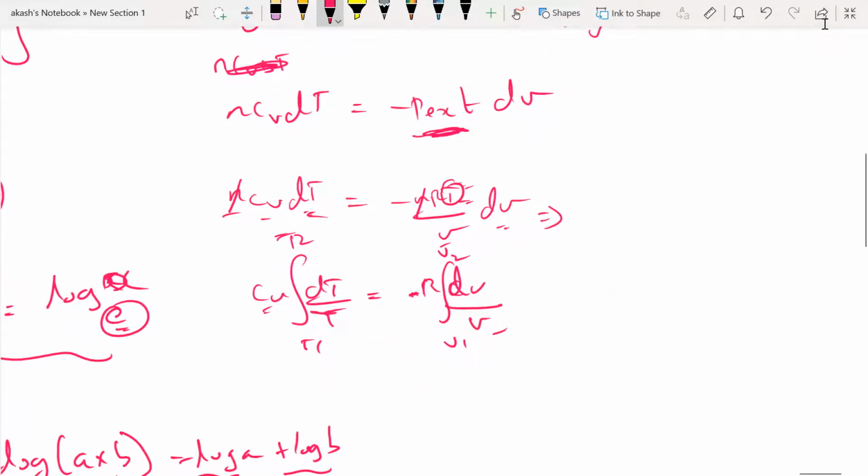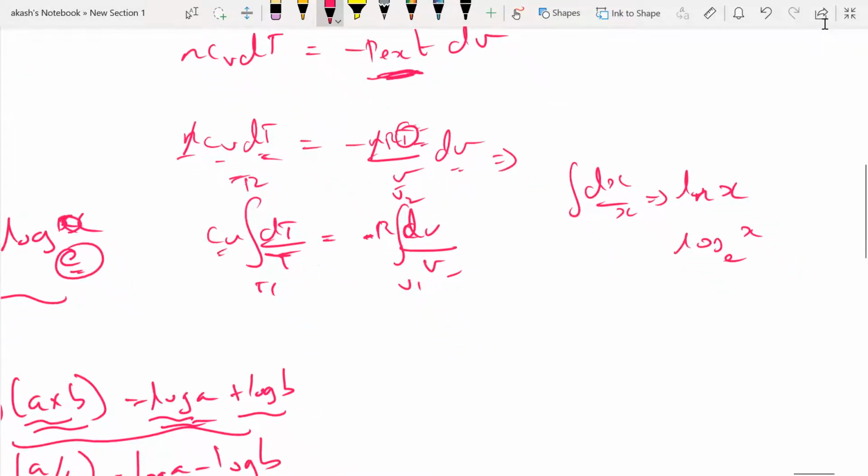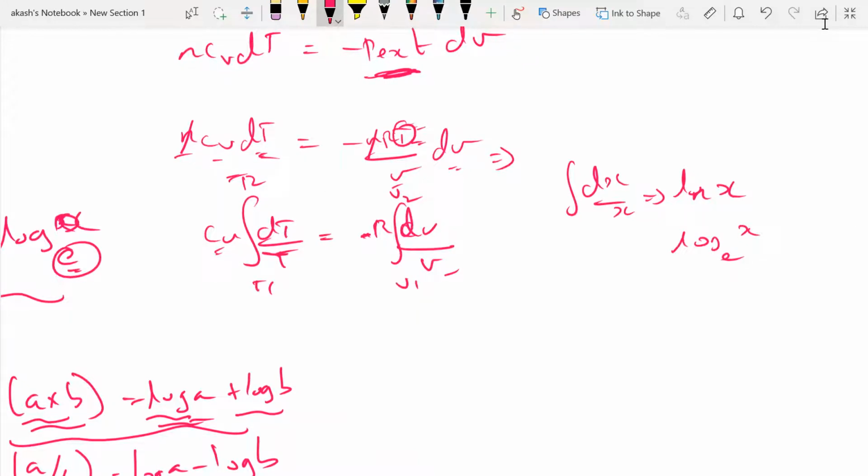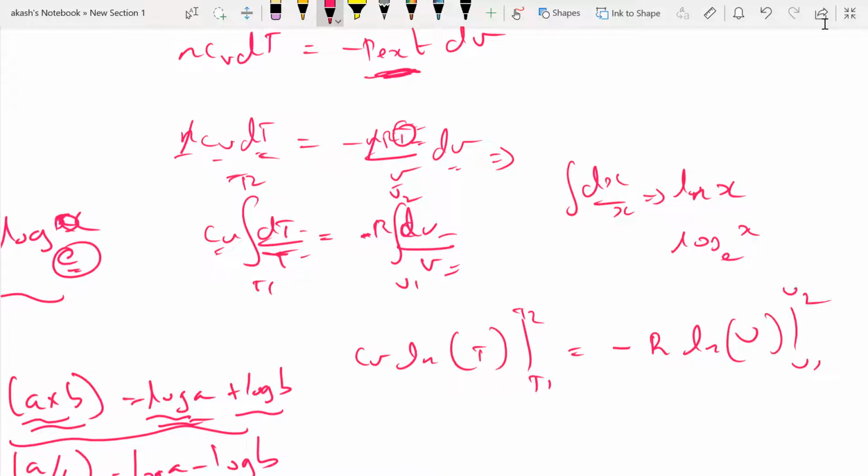Now what do we have? I already gave you the formula: the integral of dx by x is ln x, or we can even write it as log to the base e. So we can do the integration now. dT by T will become ln T, and dV by V integration will become ln V. So we can write Cv ln T from T1 to T2 is equal to minus R ln V from V1 to V2.